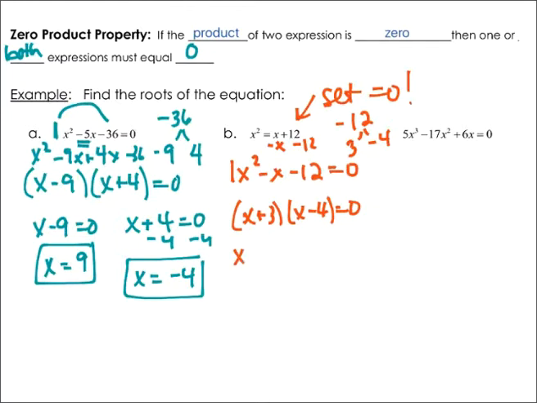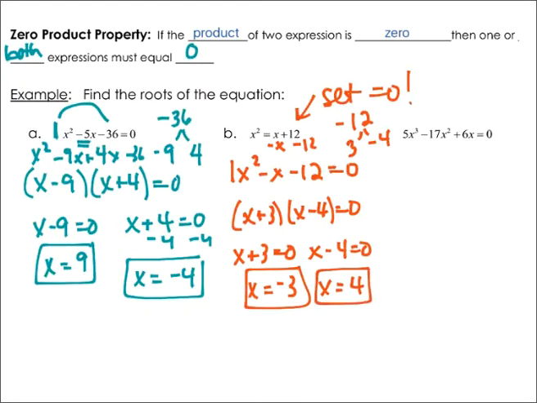Set each of those equal to 0 to solve for x. And again, if you see that it's just the opposite, just write the answer. X is -3, x is +4. And of course, that last one is going to be a little bit trickier. So let's take a look at that.